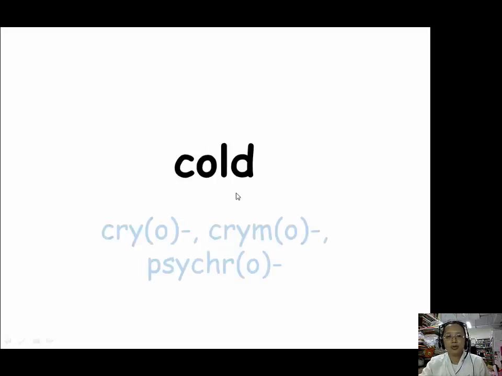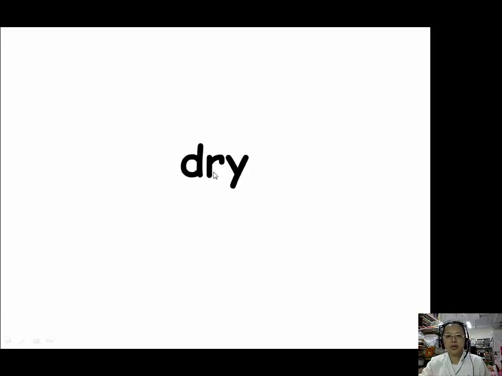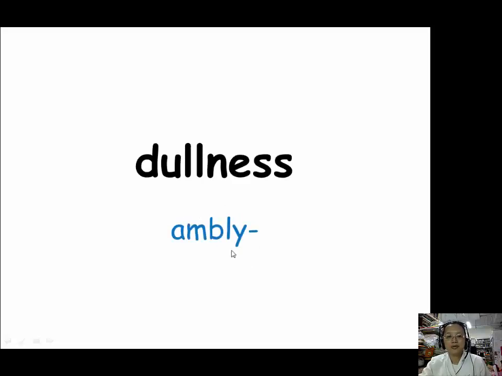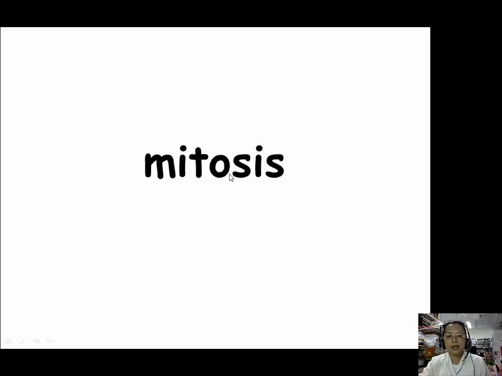For cold, we could use one of these three prefixes: cryo, C-R-Y-O, crymo, C-R-Y-M-O, or psychro, P-S-Y-C-H-R-O. As for dry, we could use this prefix, xero, X-E-R-O. And for dullness, we could use this prefix, ambly, A-M-B-L-Y. And for mitosis, we could use this prefix, mito, M-I-T-O.